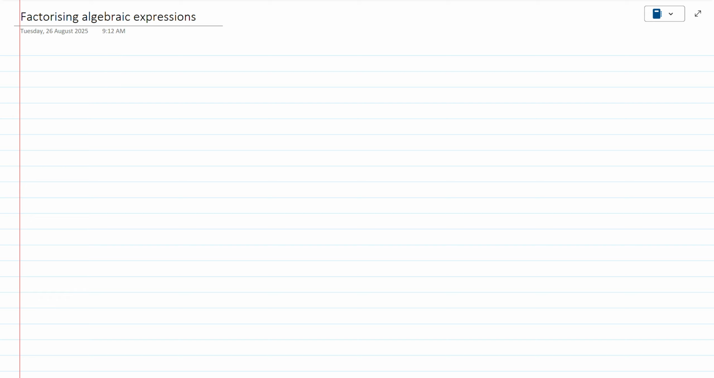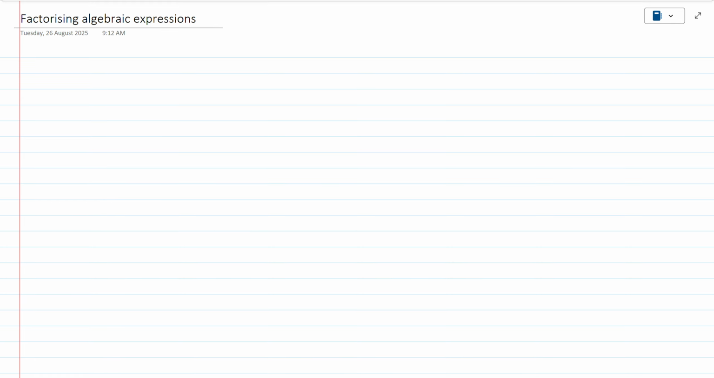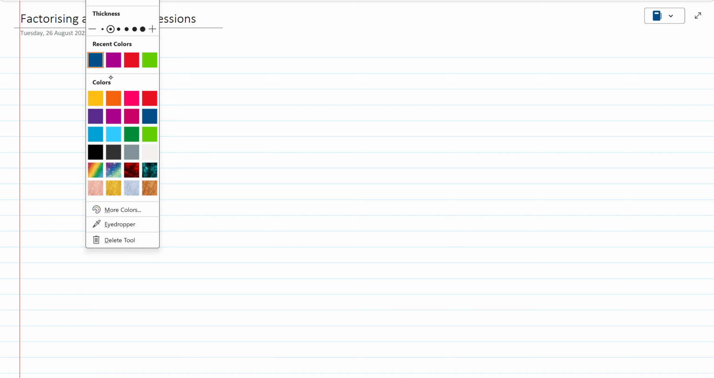This video is looking at factorizing algebraic expressions. The process of factorization is the key step in simplification of many algebraic expressions, and it's the reverse process of expansion. So you should have experience with expanding algebraic expressions, and then factorization is doing that process in reverse.